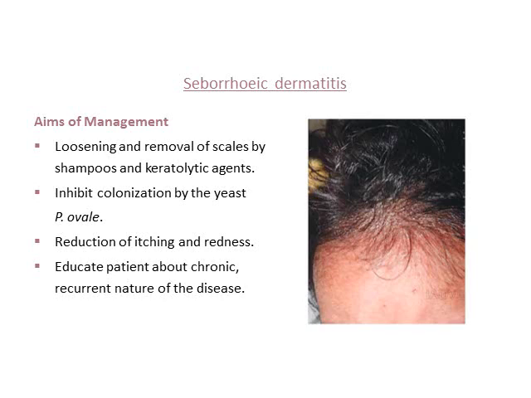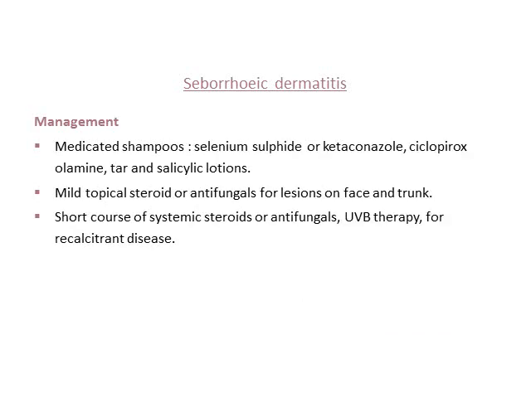So how do you manage? You loosen and remove the scales by shampoos and keratolytic agents. Inhibit the colonization of yeast, that is Pityrosporum ovale, by giving an antifungal agent. Reduction of itching and redness by antihistaminics, and then educate the patient about the chronic recurrent nature of the disease. You can give medicated shampoos which contain selenium sulfide or ketoconazole, ciclopirox olamine, tar and salicylic lotions. Mild topical steroid or antifungals for the lesions on face and trunk, and short course of systemic steroids or antifungals, UVB therapy for recalcitrant cases.